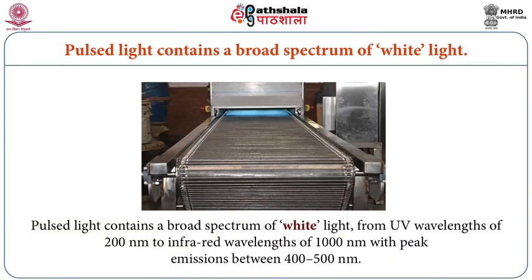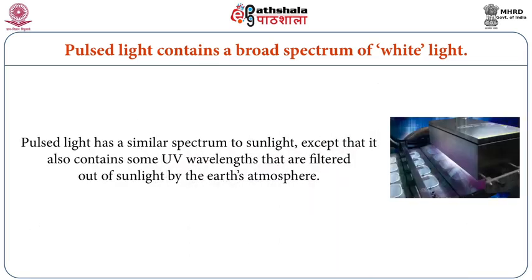So this pulsed light contains a broad spectrum of white light, from UV wavelengths of 200 nanometer to infrared wavelengths of 1000 nanometer, with a peak emission between 400 to 500 nanometer. So again, here the pulsed light is kind of similar to your sunlight. This pulsed light has a similar spectrum to sunlight, except that it also contains some UV wavelengths that are filtered out of sunlight by Earth's atmosphere.